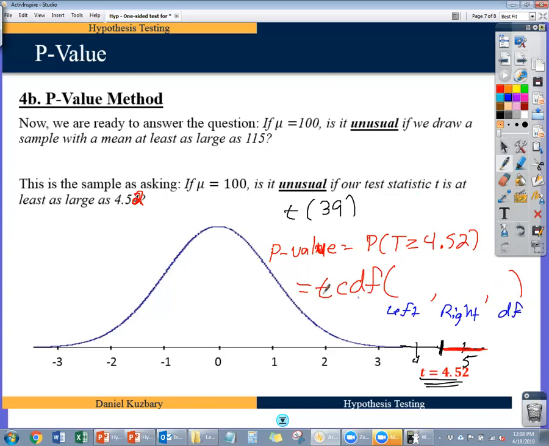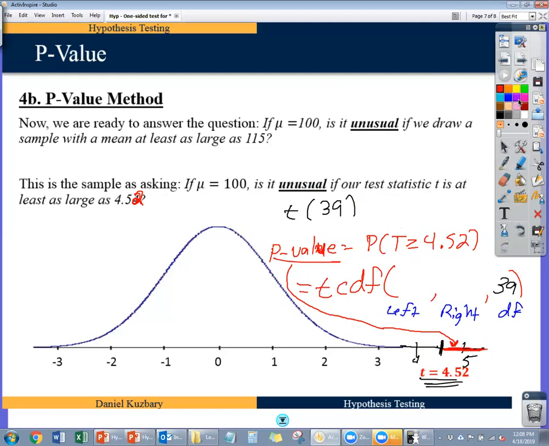Normal CDF gives you areas under the curve. TCDF will also give you areas under the t-distribution. We're in the t-distribution, and you've got to tell TCDF your left boundary, your right boundary, and your degrees of freedom. So I can go ahead and fill this in. This is 39. For the left and right boundary, we're finding the area of the red sliver. Your p-value is equal to the area of this red sliver, which is also the probability that you get something that big or bigger.